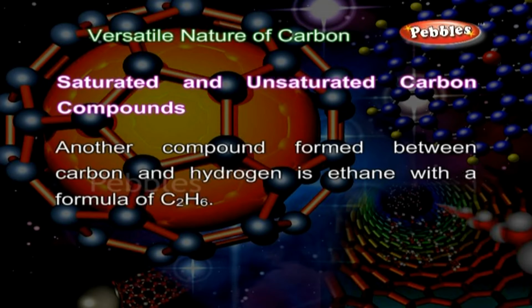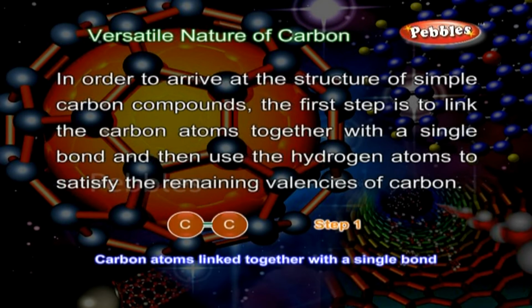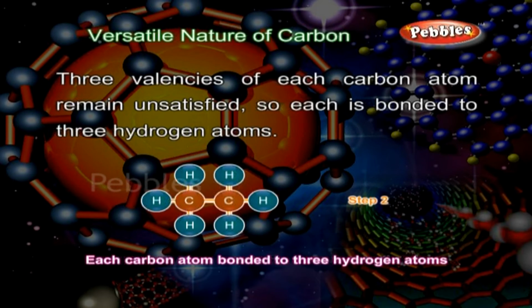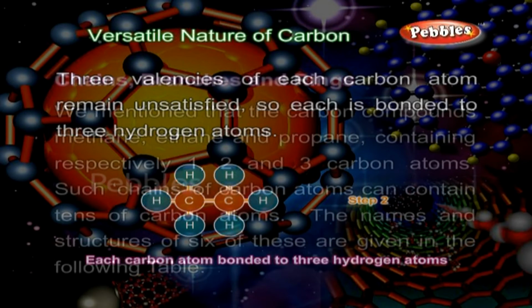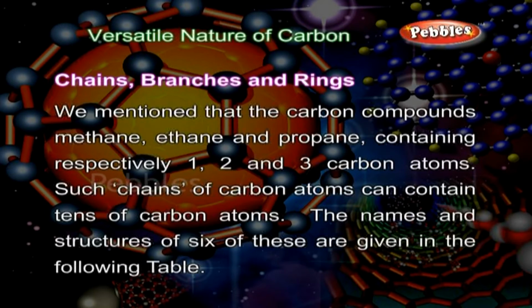Saturated and unsaturated carbon compounds. Another compound formed between carbon and hydrogen is ethane with the formula of C2H6. In order to arrive at the structure of simple carbon compounds, the first step is to link the carbon atoms together with a single bond and then use the hydrogen atoms to satisfy the remaining valencies of carbon. 3 valencies of each carbon atom remain unsatisfied, so each is bonded to 3 hydrogen atoms.